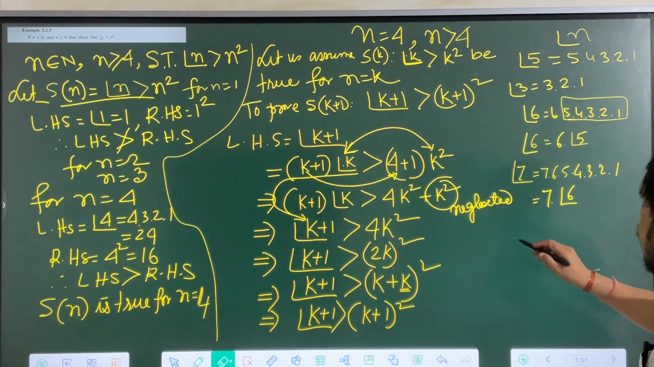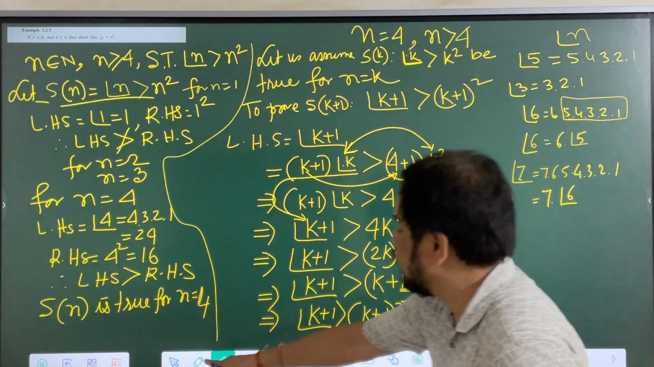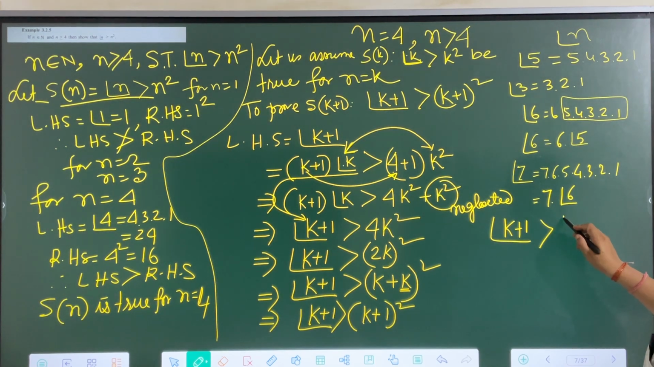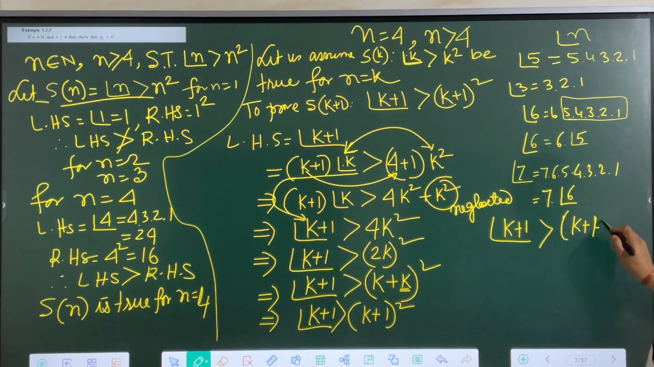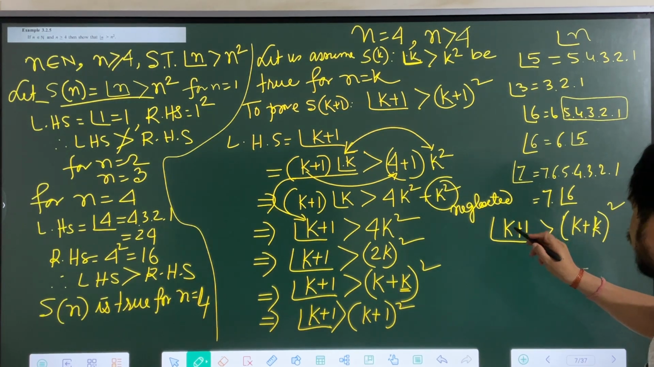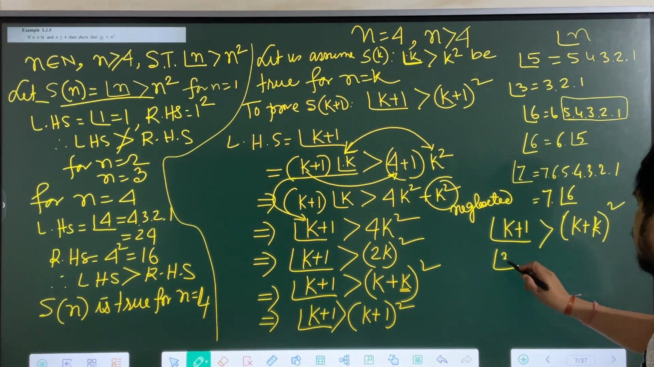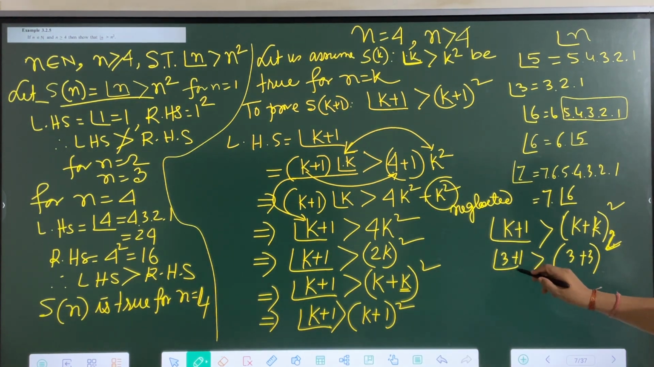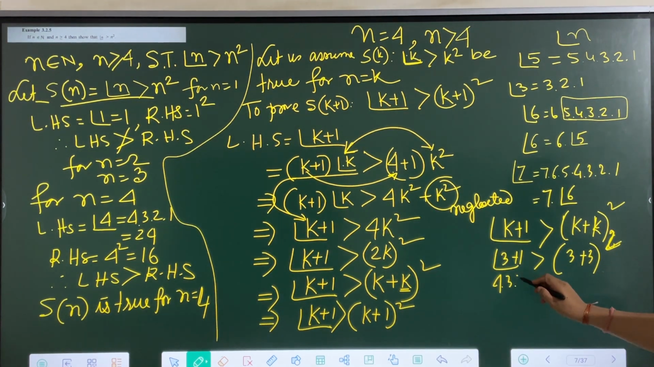What I have shown: factorial K plus 1 is greater than K plus K whole square. Let us see, suppose K is 3. Then 3 plus 1 is greater than 3 plus 3, that is 6 square. 6 square is 36. This is only 4, factorial 4 means 4 into 3 into 2 into 1. 4 into 3 is 12, 12 into 2 is 24.